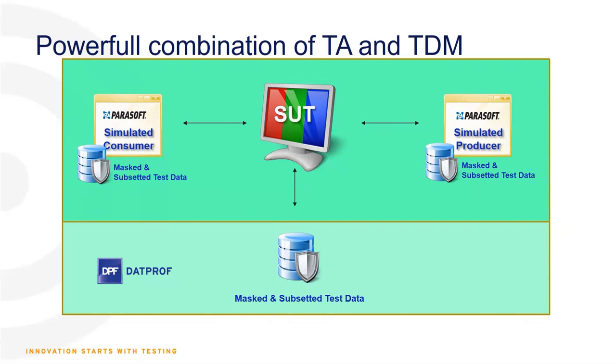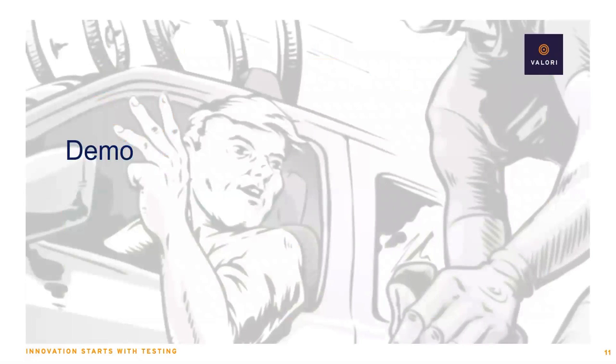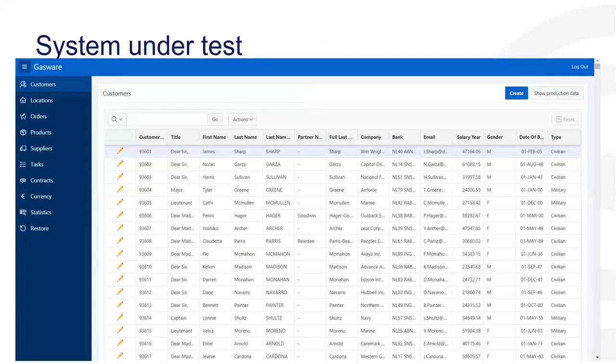Okay. Then it's almost demo time, because before we go to the demo, I will show you the applications that we will use so that you don't have to learn the applications during the demo and have to understand what is happening at the very same time. So first I will start with the system under test. The system under test is Guessr. That's a demo application from DATPROF. And in here, as you can see, we have customers, we have locations, we have products, suppliers. There's a lot of data in here in different GUIs which can be used.